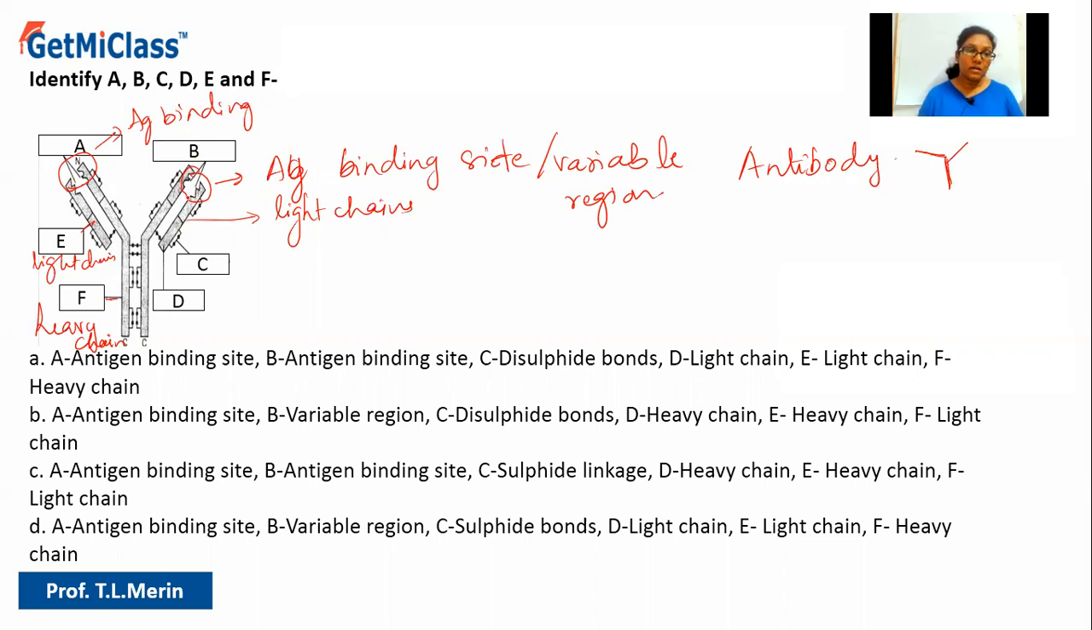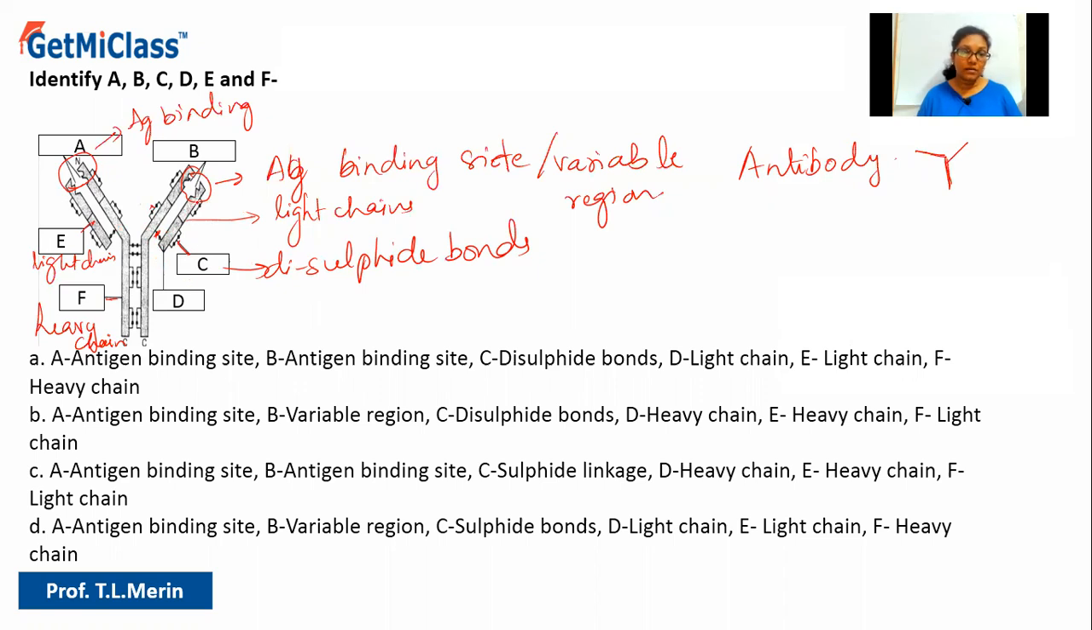Now here, these chains are bound with each other by disulphide bonds. We know that usually in proteins, the folding of the chain is formed by the formation of disulphide bonds, right? So here you can find the C which is marked, that is a disulphide bond. Here this is also a disulphide bond. Here also you can see a disulphide bond.